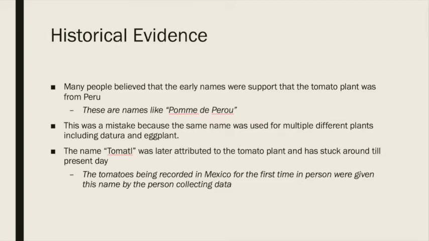was an incorrect assumption, because this very name, Pome de Peru, was actually found later by another scientist to have been used to represent multiple species of plants, not only the tomato. For example, it represented the eggplant as well. Another name used to describe the tomato in early years was tomata.